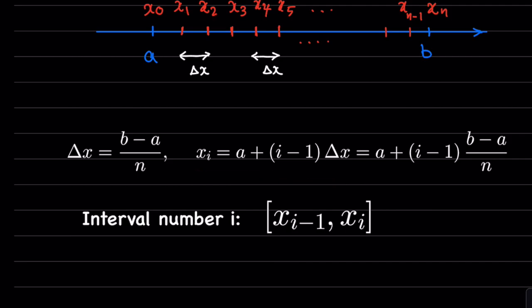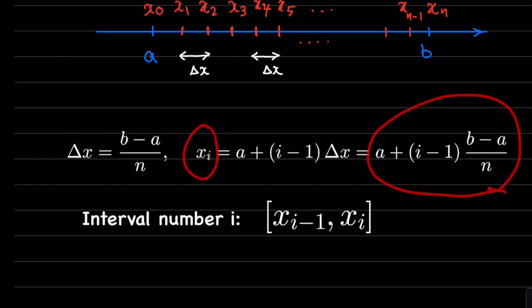So basically xi is going to be the starting point a plus i minus 1 multiplied by delta x. So this is the formula that you have for xi. xi is going to be a plus i minus 1 times delta x. And you know that delta x is b minus a over n. So in general, this is the formula you have for xi. So xi is equal to a, which is the left-hand side of that interval, plus i minus 1 multiplied by delta x, which is b minus a over n.